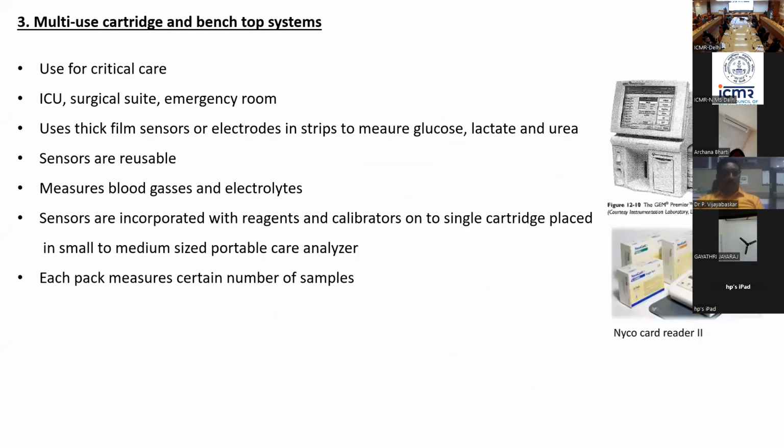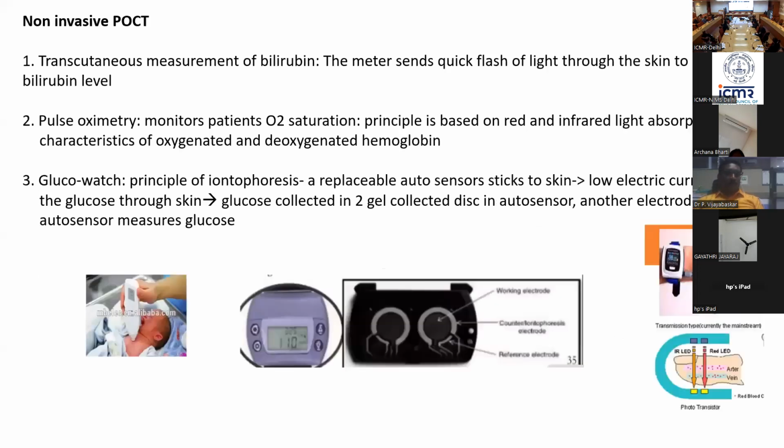And then you have the multi-use benchtop. These are mainly point of care tests which are used in your critical care, your ICU, surgical unit, emergency room. So this is where you need the analysis immediately for intervention. So in these benchtop devices, basically you have this pack, which lets you analyze a certain number of samples. And after that, you have to replace this pack. But it has all the qualities of a point of care. It is portable. It can be taken to the room, and basically you get the results immediately.